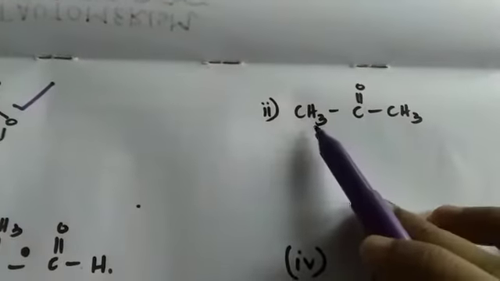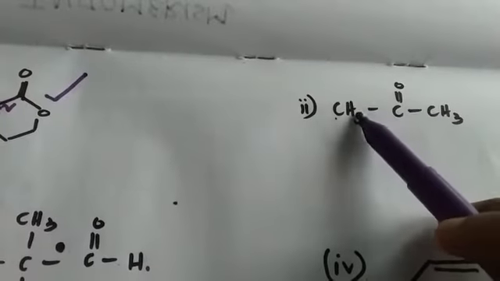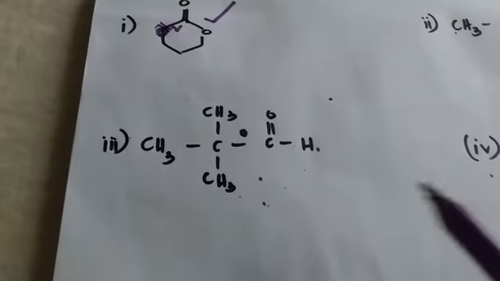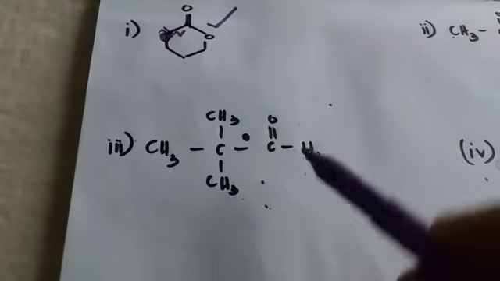Now the next question is CH3 C double bond O CH3. We have already done it. It is a carbonyl compound and it has an alpha carbon with alpha hydrogen, so it also shows tautomerism.